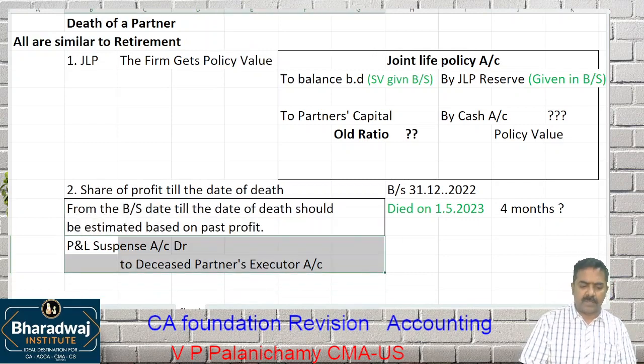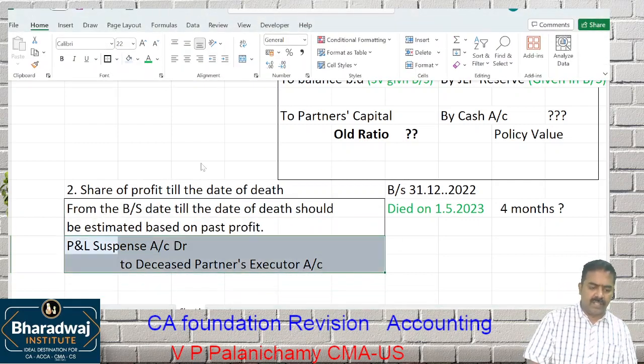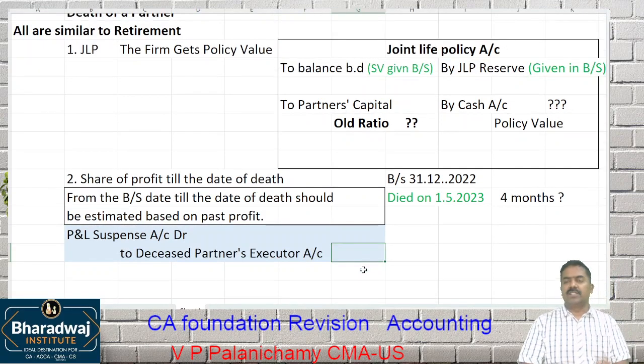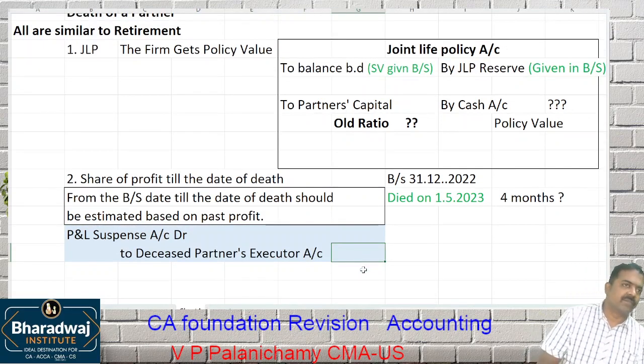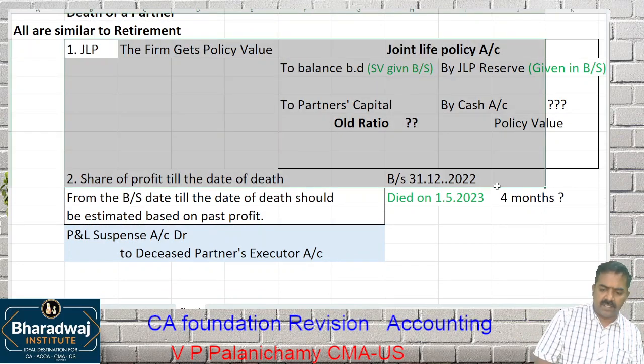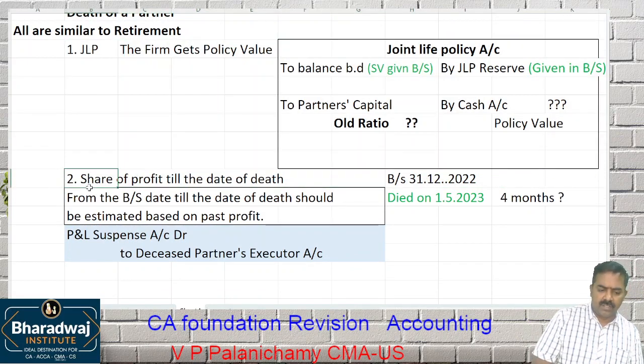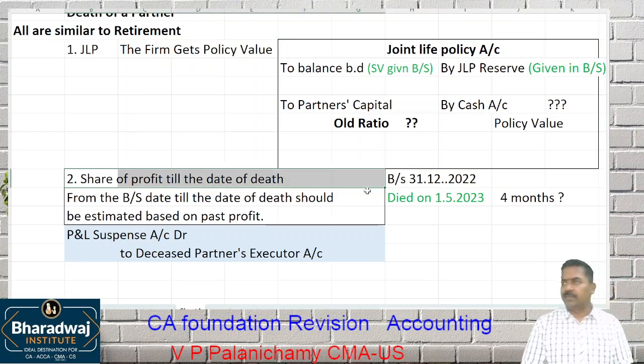Only for the deceased partner give the share, and that will be adjusted in which account? Executor's account. These are the only difference between which one? Retirement and which one? Death of a partner. Joint life policy, adjust to the policy value. Profit share should be worked out till the date of which one?